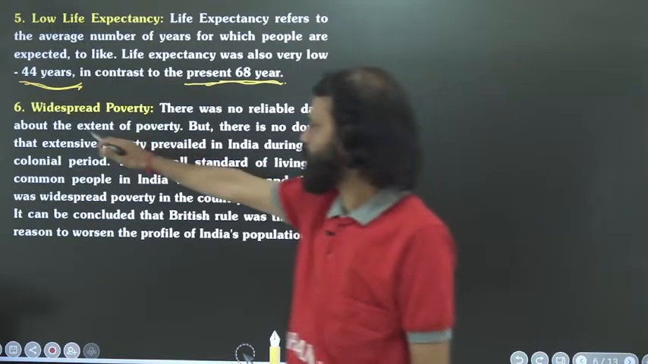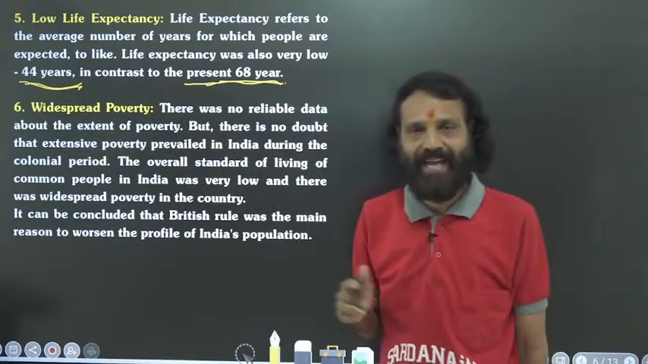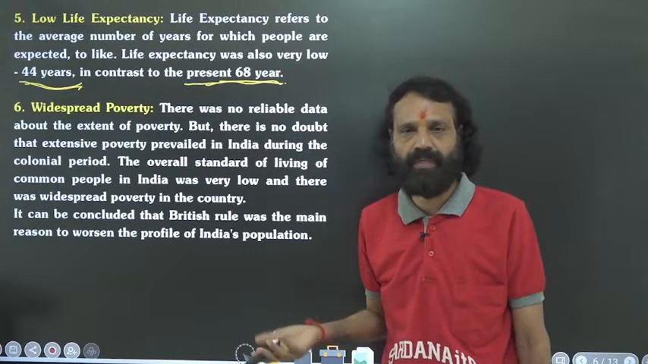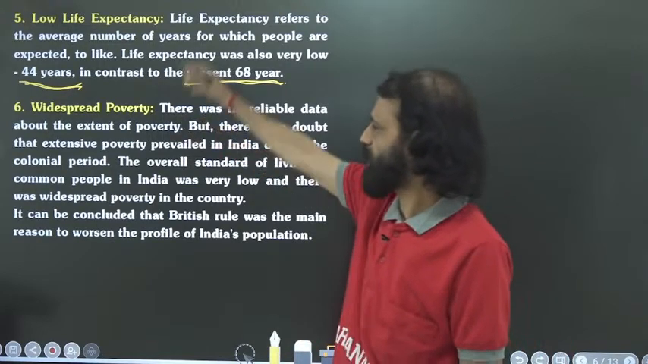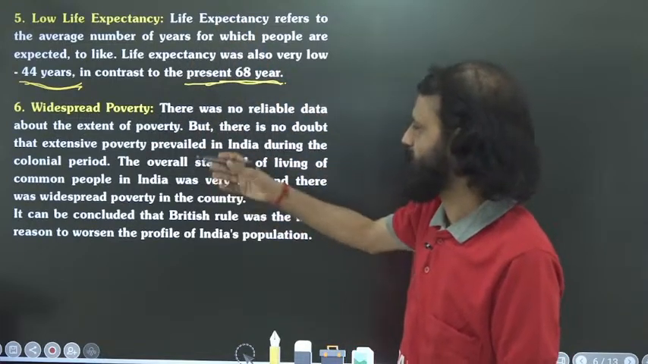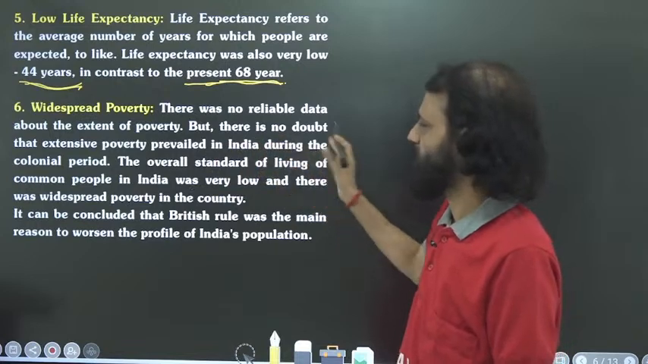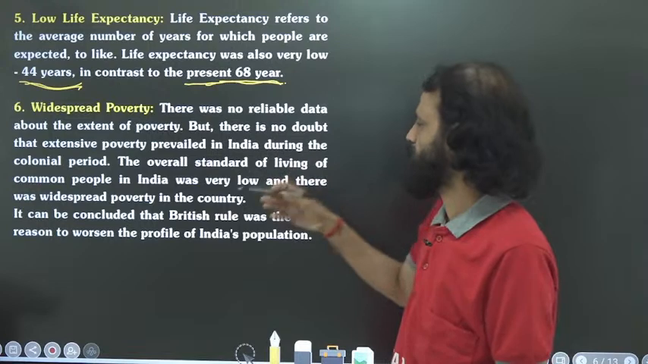Then widespread poverty. At that time poverty was widespread. Many people experienced poverty. That is the main point we are going to study in this. There was no reliable data about the extent of poverty, but there is no doubt that extensive poverty prevailed in India during the colonial period.